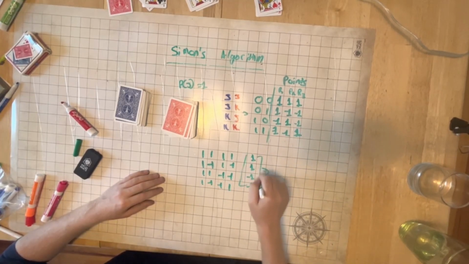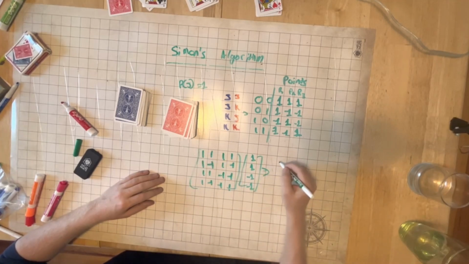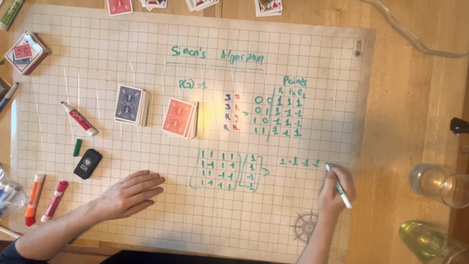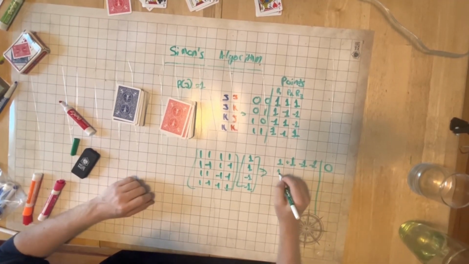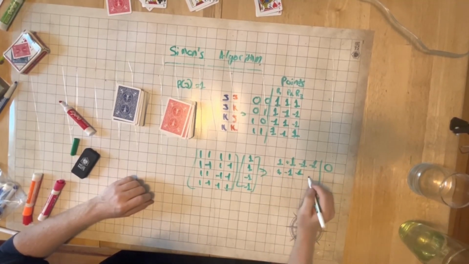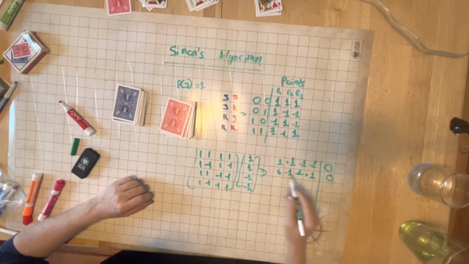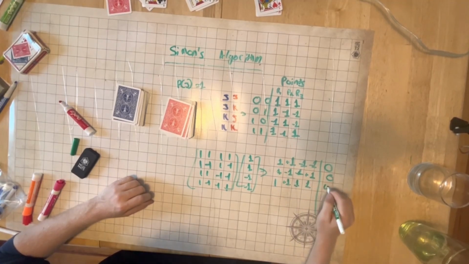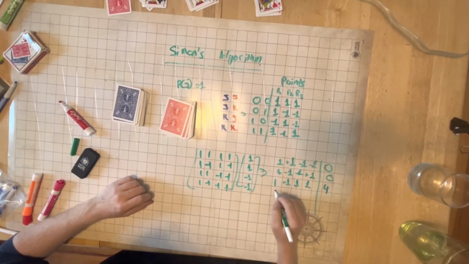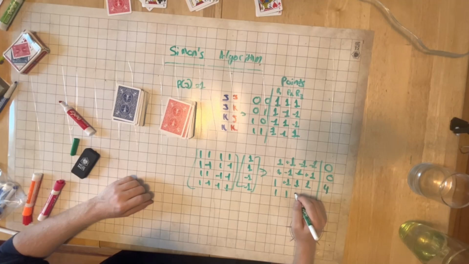Well, it's going to give us 1 plus 1 minus 1 minus 1, which is 0. And then 1 times 1 minus 1 minus 1 plus 1, again, that's 0. And then 1 plus 1, minus 1 times minus 1 is 1. So another 1, we get 4. And then we get 1, 1, negative 1, 1, negative 1, which is 0.